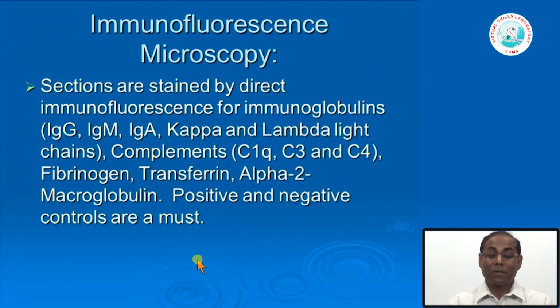Now, for immunofluorescence microscopy, what immune complex deposits do we look for? We look for IgG. These are the different kinds of immunoglobulin: IgG, IgM, IgA. These are the 3 immunoglobulins. We try to see whether they are deposited or not, and then also whether they are monoclonal or polyclonal. For that we use kappa and lambda. So, these are basically antibodies raised against these components so that they can be detected.